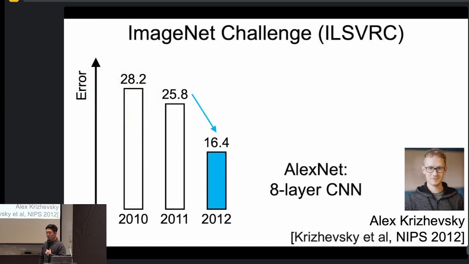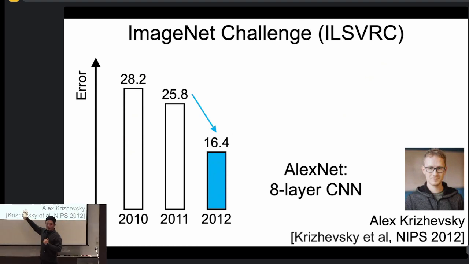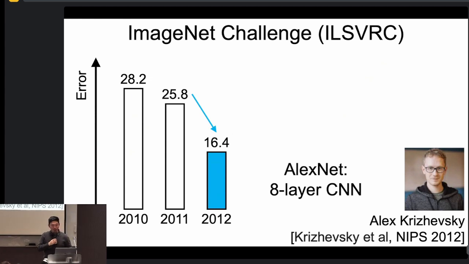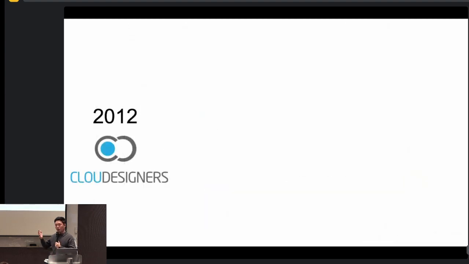The error rate eventually became around 16 percent, which is 8 percentage points better than the previous winner, with a totally new method. It's a deep learning method. We call it AlexNet. It's a very historical name. It's a very typical neural network architecture composed of 8 layers. People started to be confused. What is this? Deep learning won the competition. So AI researchers were surprised by that event. And at that time, we, Lunit, were still Cloud Designers.